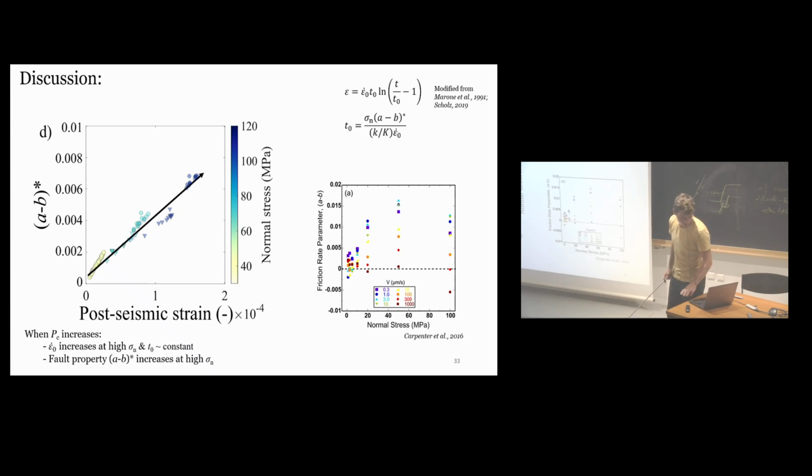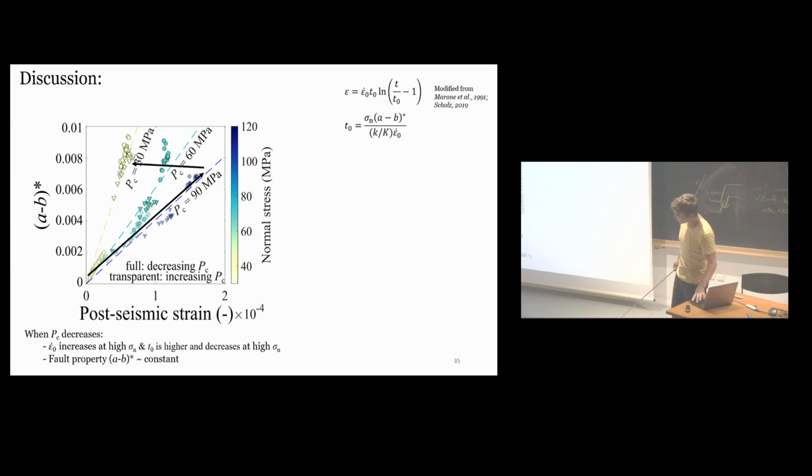And then, this is what happens when you increase the confining pressure during the experiment. But what happens if you decrease the confining pressure? Do you return to that slope? The answer is no. What happens is that our inverted A minus B remains more or less constant. So it seems that the fault keeps in memory what happened at the highest confining pressure. And now the post-seismic strain is only dependent on the normal stress.